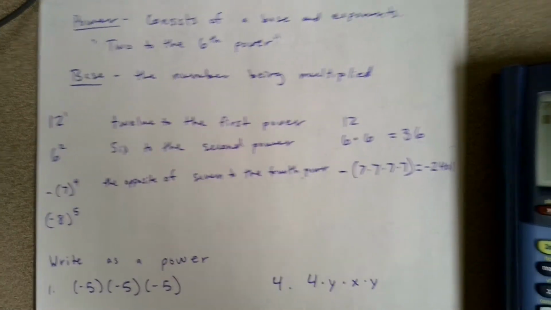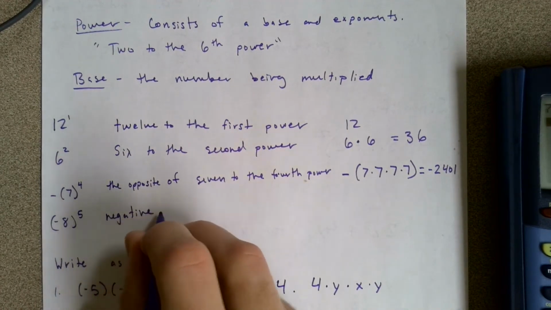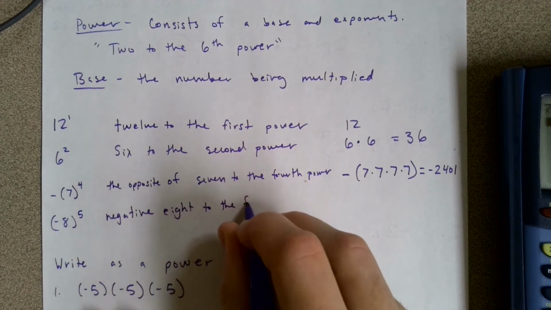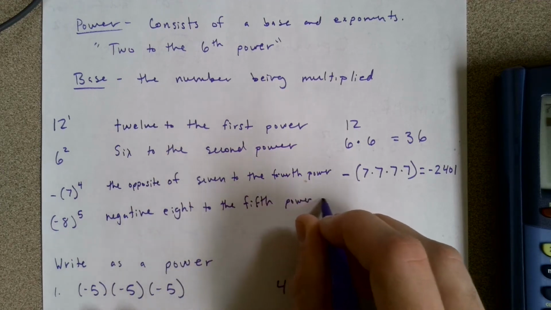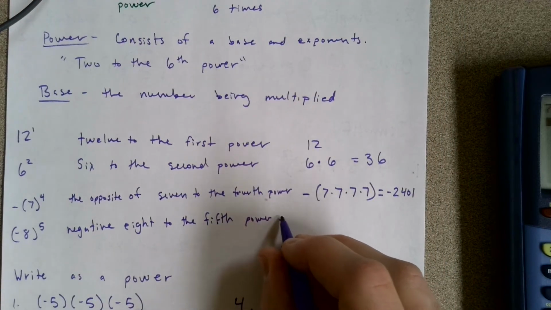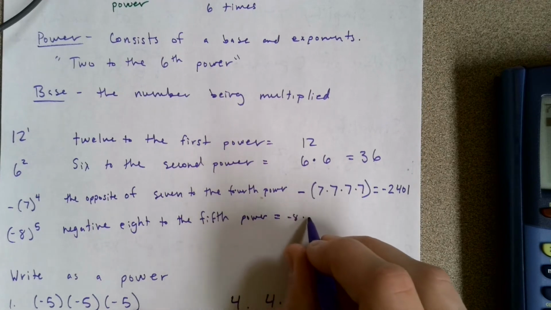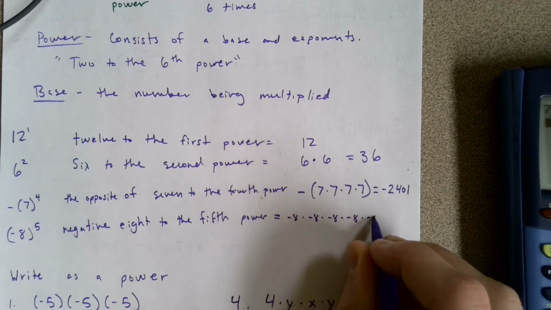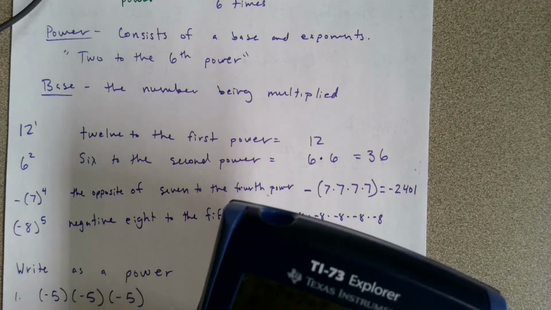Our next one, look, the negative is on the inside. Pay attention to that. That is important. The negative is on the inside this time. That means we are going to have negative 8 to the 5th power. What is this going to look like? It's going to look like negative 8 times negative 8 times negative 8 times negative 8 times negative 8. 5 times. Negative 8 times itself 5 times. Punch that one in.